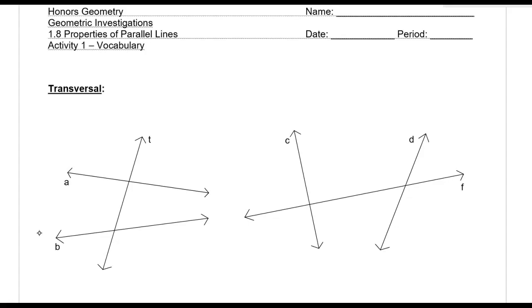On the right-hand side, I have lines C and D. Line F intersects lines C and D, so line F is a transversal. A transversal is a line that intersects two or more other lines.